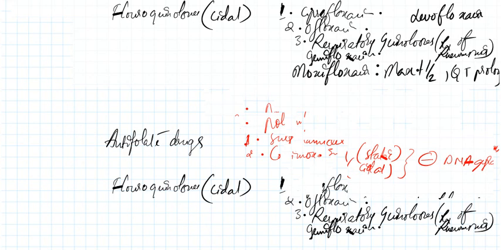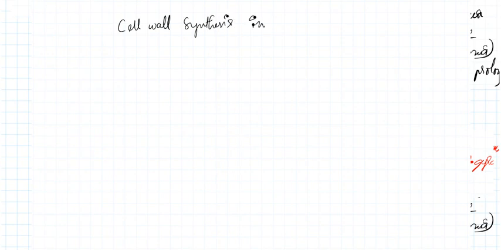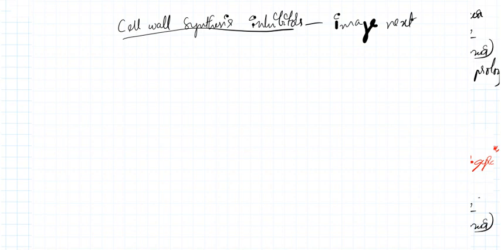Next, cell wall synthesis inhibitors. Their site of action, I will show with a diagram in the next class. Till then just remember like this. I will show it with the diagram in the next class.